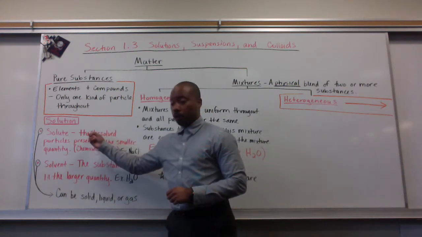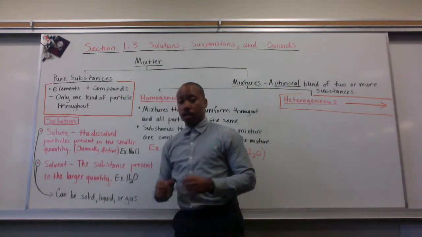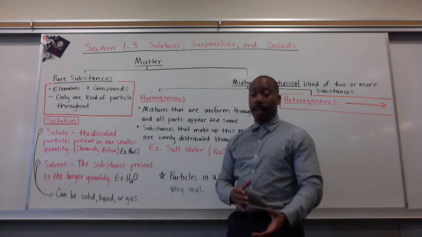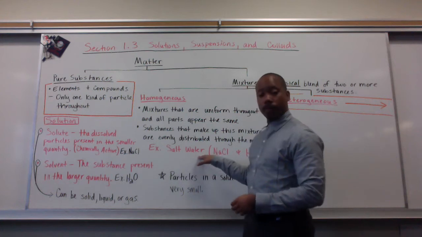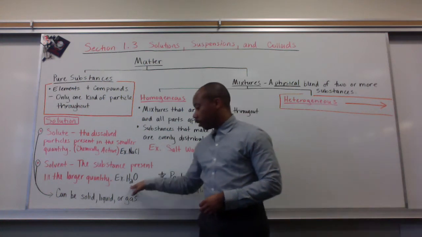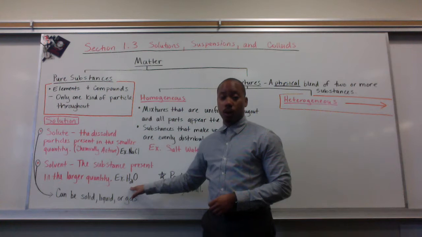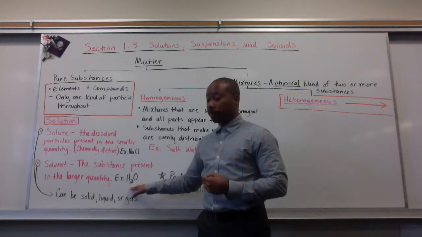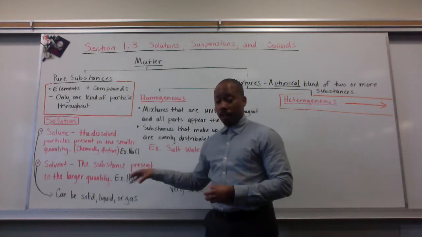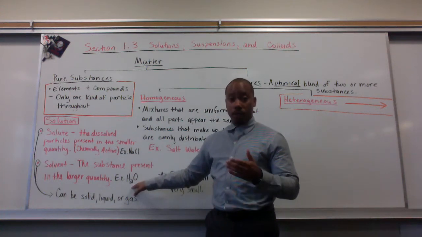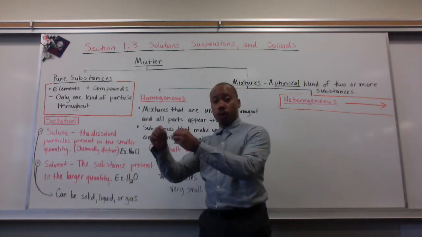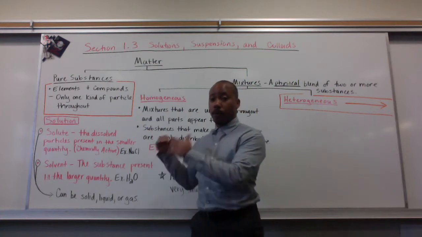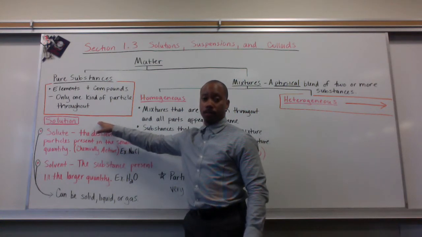The second part of a solution is my solvent. The solvent is the substance that is present in the larger amount. In the case of my example with salt and water, the solvent was H2O, the water. So I had a small amount of solute, which was my NaCl, my salt, and I had a larger amount of solvent, which was my water. Generally, the solute dissolves in the solvent for this particular type of homogeneous mixture called a solution.